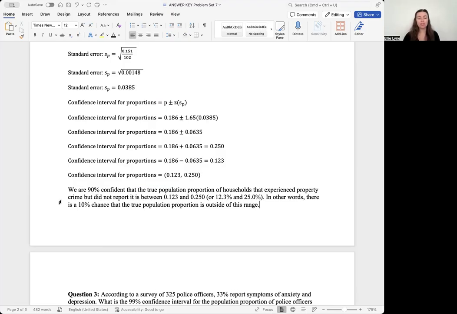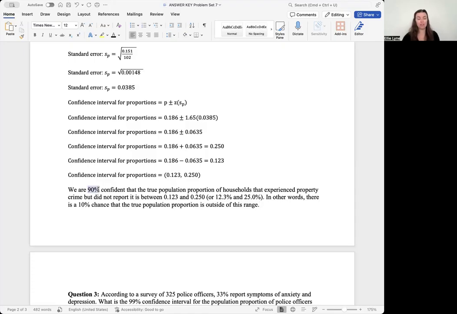We are 90% confident that the true population proportion of households that experienced property crime but did not report it is between 0.123 and 0.25, or 12.3% and 25%. In other words, there is a 10% chance that the true population proportion is outside of this range. Overall, the structure of this interpretation should look almost identical to the one you saw above, with a couple of changes that make it relevant to question 2.